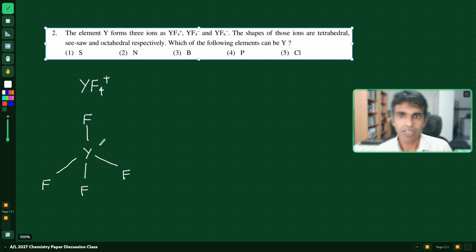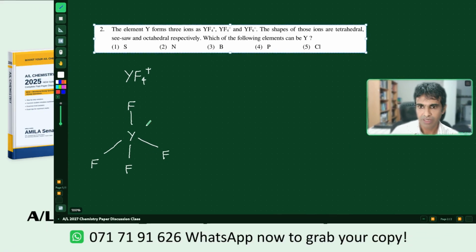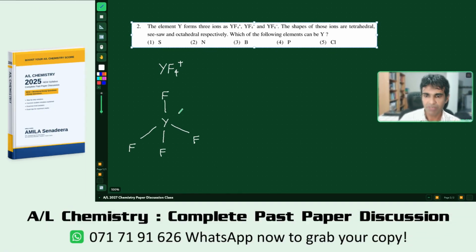So where should I mark the positive charge? We know that when there is a positive charge, that charge must be on the least electronegative atom. So out of Y and F, which element is the least electronegative element? You may think that as Y is unknown, we cannot deduce that, but is it not correct? What is the reason? We know that the most electronegative element is fluorine. Therefore, definitely, whatever the element Y, the electronegativity of Y is less than fluorine.